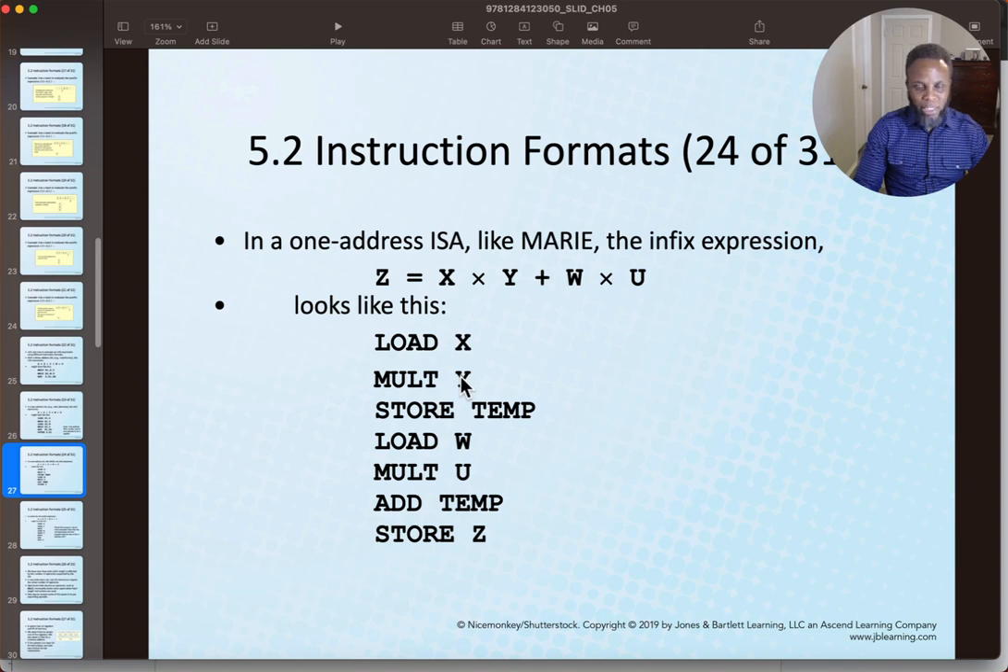There's an implicit assumption that you're multiplying this Y with X. You're going to store the result in a place called temp. Then you're going to load W, multiply that with U, and then add it to temp. Again, there's an implicit assumption that you're adding the result of these two to temp, and then you store the result in Z, right? So as you can see, that's what the Mary computer looks like. Okay?